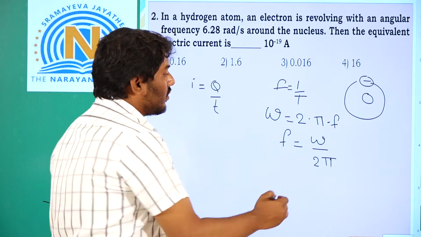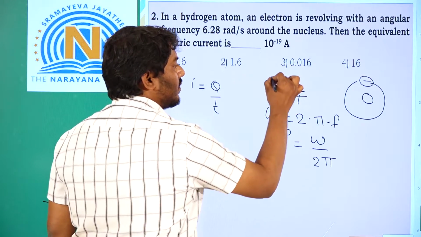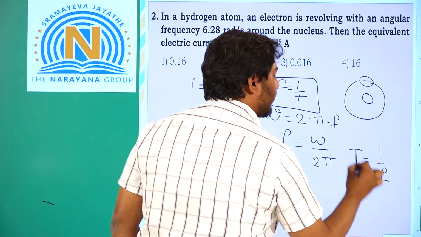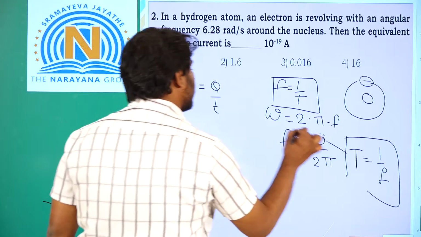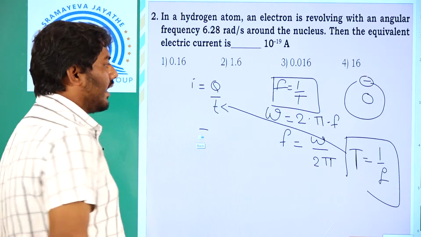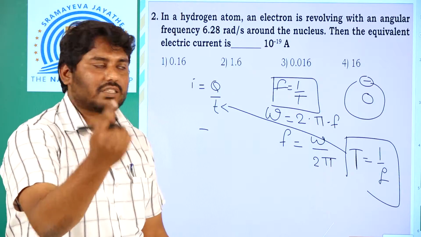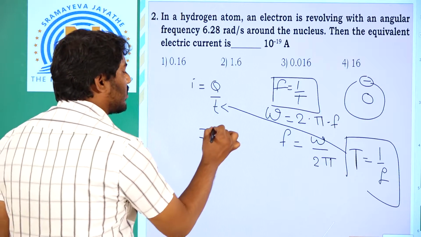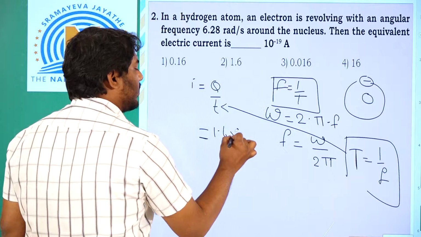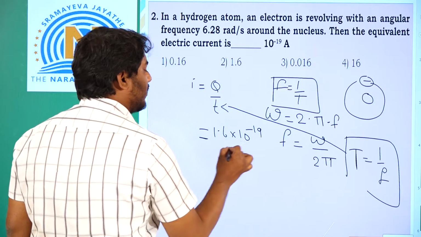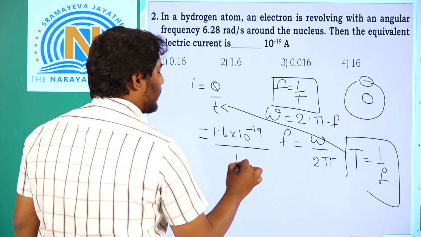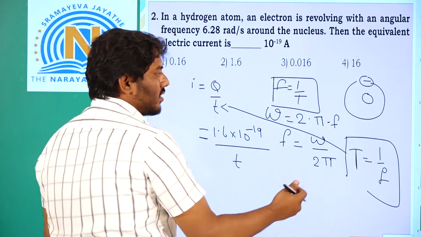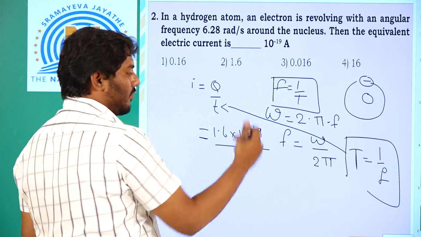I can also say that from this, time T is 1 by f. I'll substitute this in this formula. I'll get Q charge. What is a single charge? Only one electron is revolving, so only one charge, which equals 1.6 into 10 to the power of minus 19, by time. So it is simply like 1 by time period. 1 by time period is how much? 1 by time period is frequency.